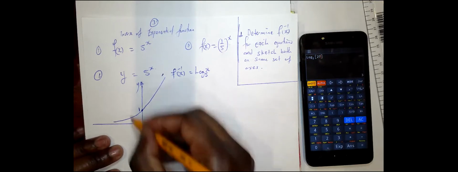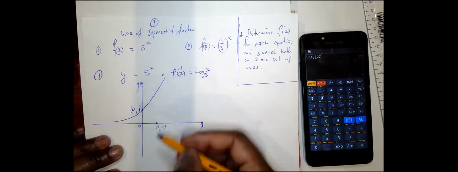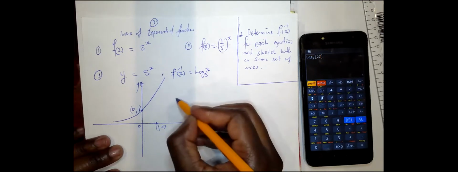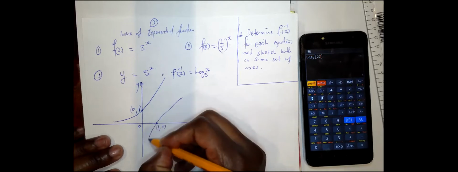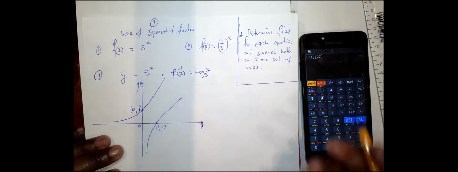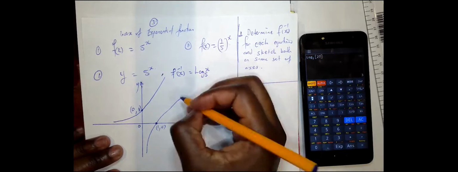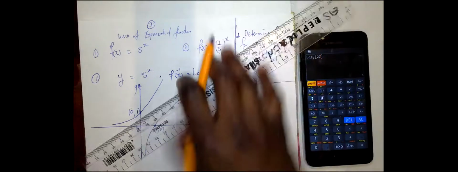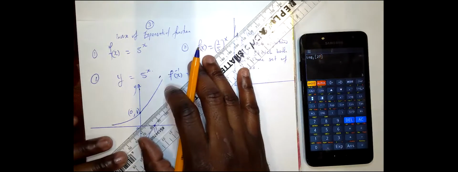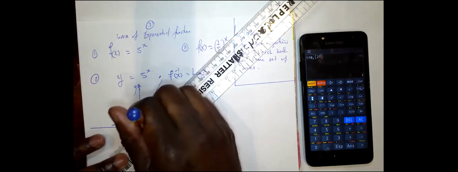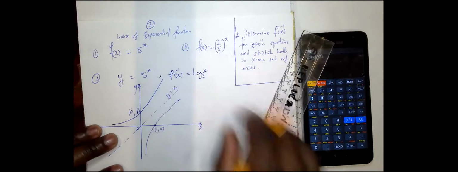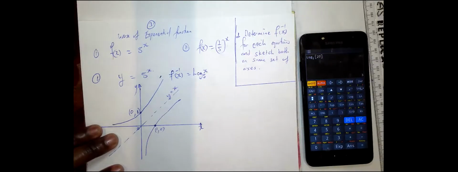So here's 0 and 1. Now, what do we have there? This graph looks like that. So this is what we have here. As simple as that. I forgot the line of symmetry. The line of symmetry is dividing these two equations. So the line of symmetry is y equal to x. That's what we have here, separating the two.